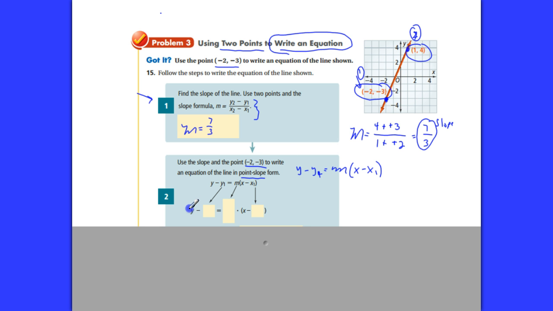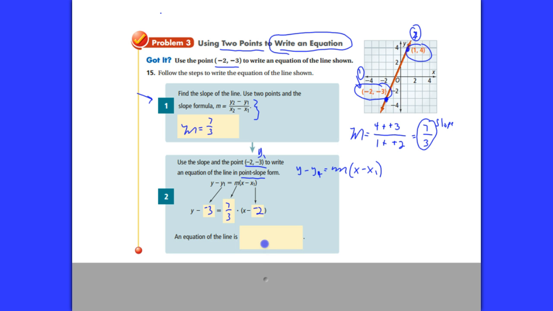And so I'm just going to substitute: y sub 1 is that -3, so it's y minus -3 is equal to the slope 7/3, times x minus the x value, which is -2. And so the final answer here, I prefer to keep it addition, so it's going to be y plus 3 is equal to 7/3 times x plus 2. And there you have it.